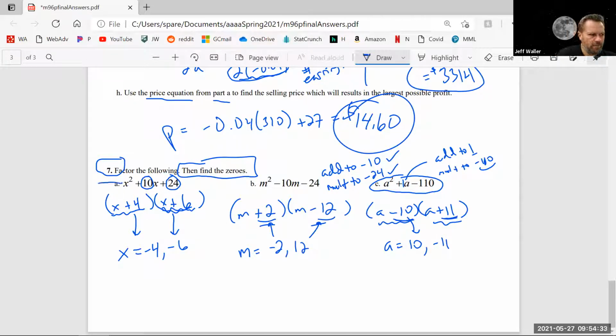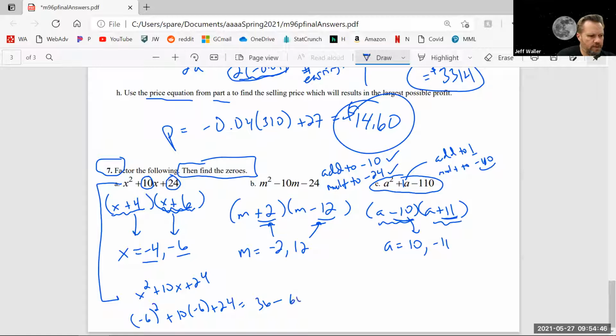Here, let's try it out. If I start here, x squared plus 10x plus 24, if I pick either one of these, let's put -6. -6 squared plus 10 times -6 plus 24. Let's see, that'll be 36 minus 60 plus 24. That's -24 plus 24, which is 0.